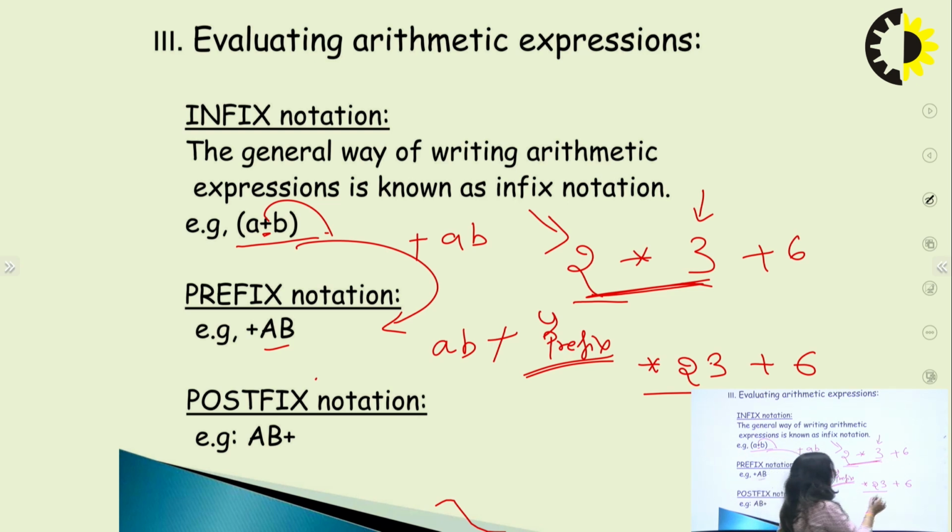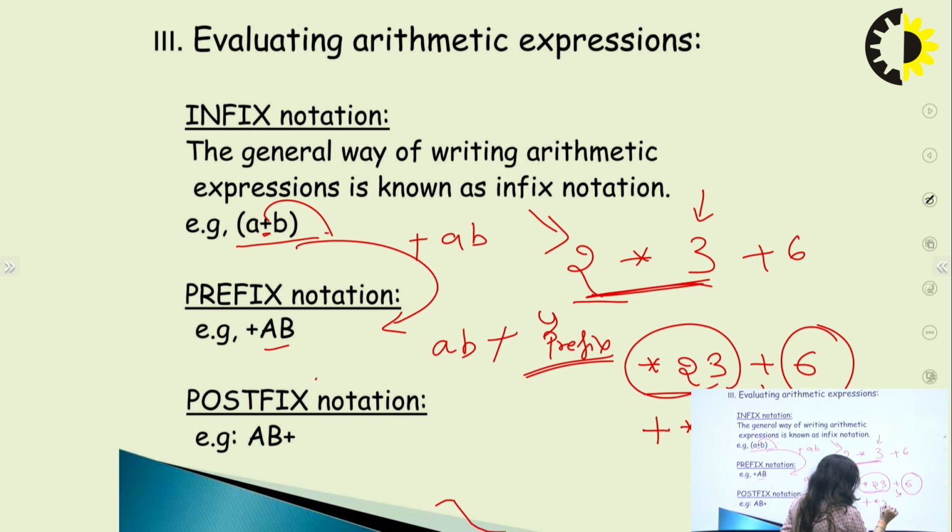So this is one operand, and this is again one operand, and this is the operator. Now again convert it into prefix. According to prefix, the operator is applied first, then the first operand, after that the second operand. So this is prefix. Now we come to converting into postfix.